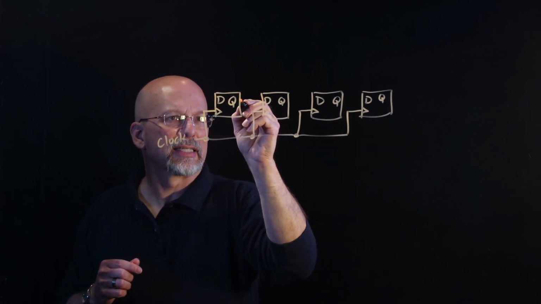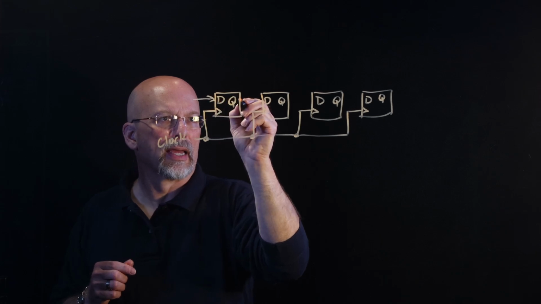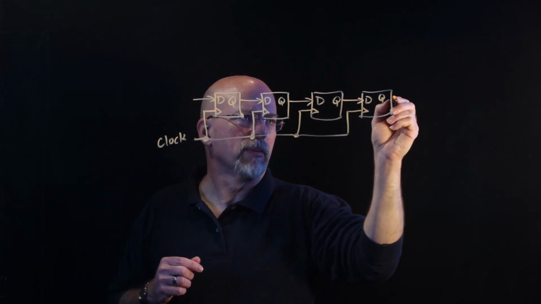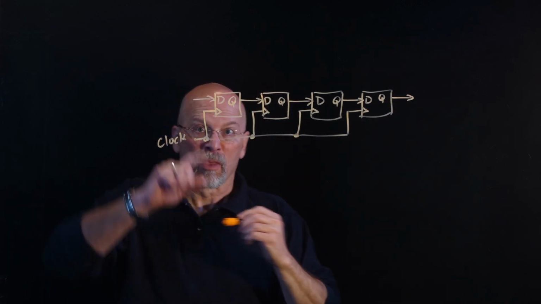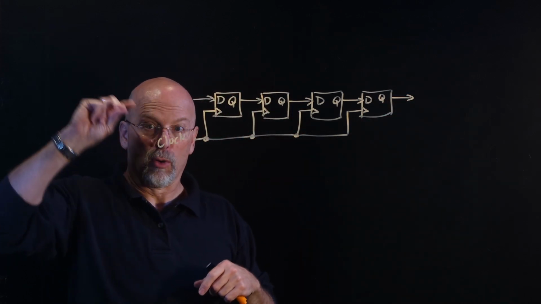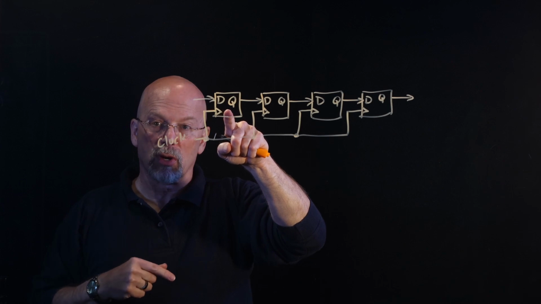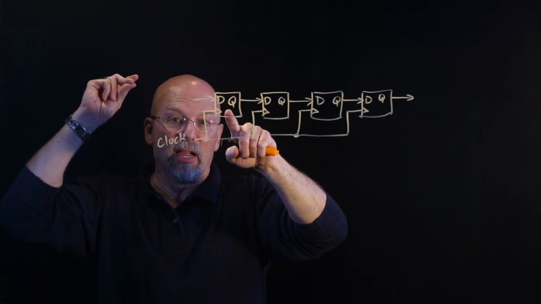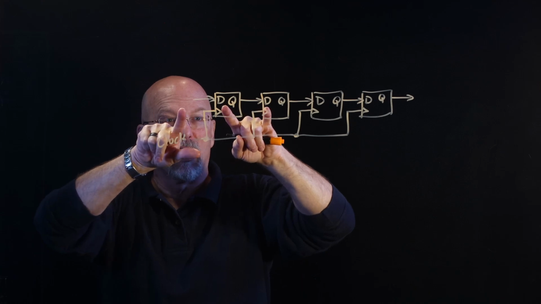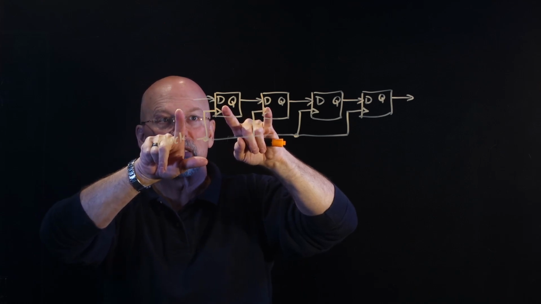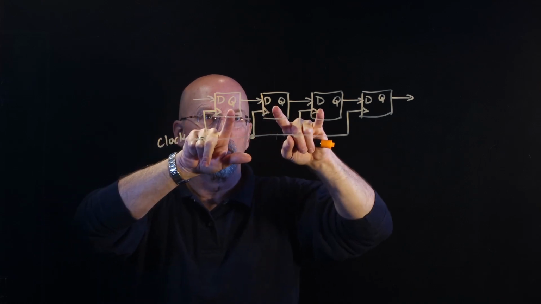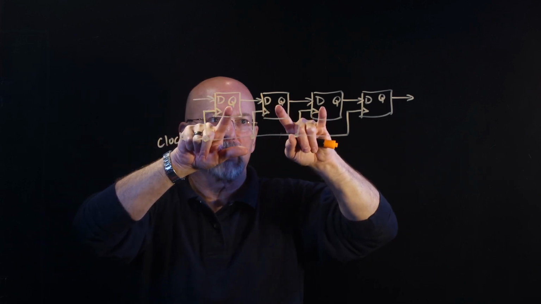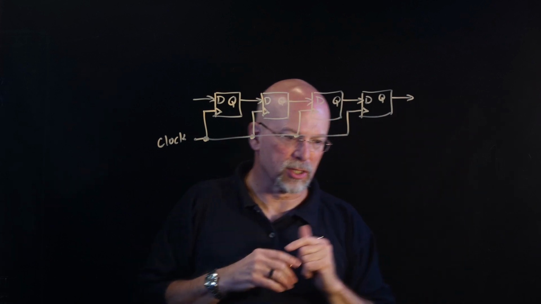Now, I'm going to cascade these so that the Q from one goes into the D of the next one. If I put a 1 or a 0 here, when I get a clock pulse, it's going to get stored in the box. If I put another value here and I get another clock pulse, then all the values that are in these D flip-flops are going to move one to the right. So every clock pulse, everything's going to move one position to the right.